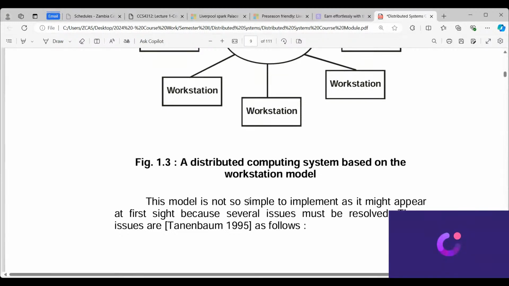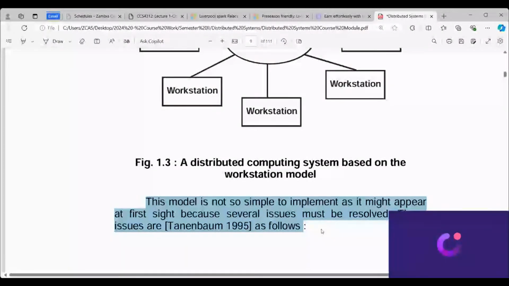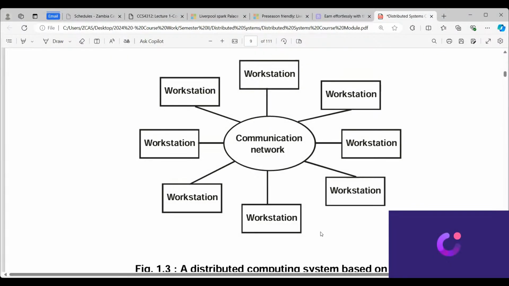So this model is not so simple to implement as it might appear at first sight, because of several issues. This is according to Andrew Tanenbaum in 1995. He discovered that this workstation model has several issues, but from the look of things, you look at it like it is simple. It's only connected, maybe where you connect using certain devices, and then the machines are able to exchange information among themselves. But this is not the case.